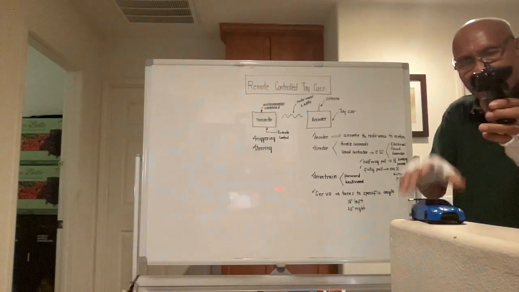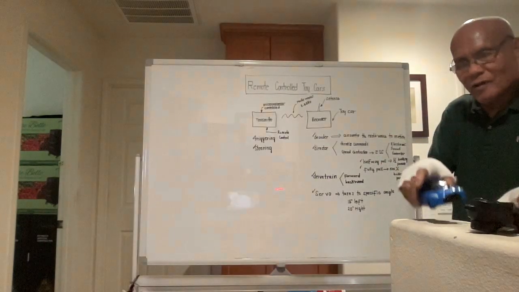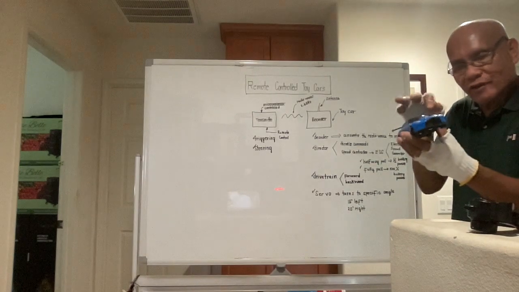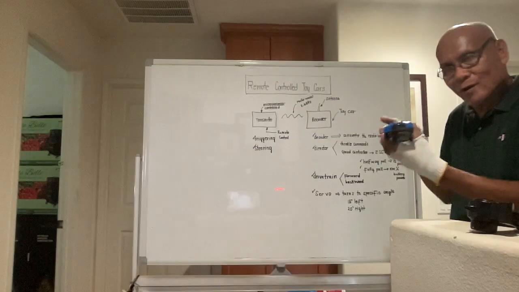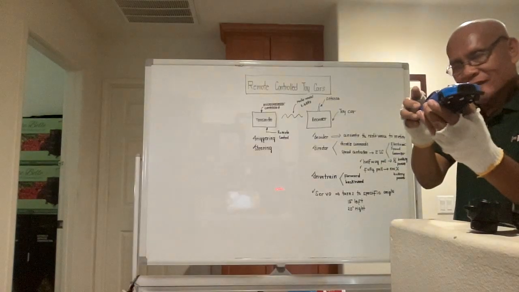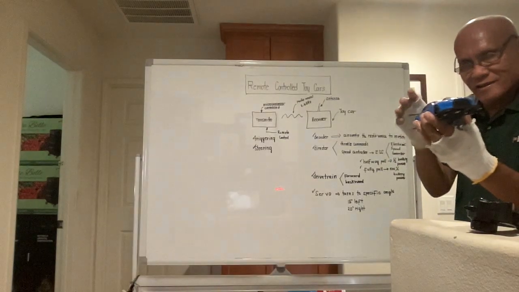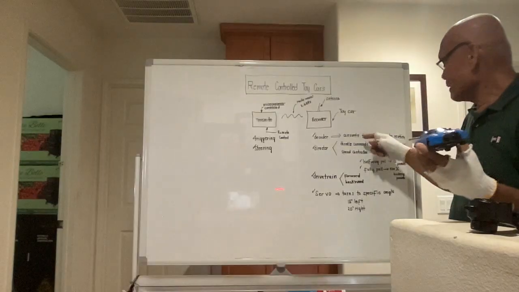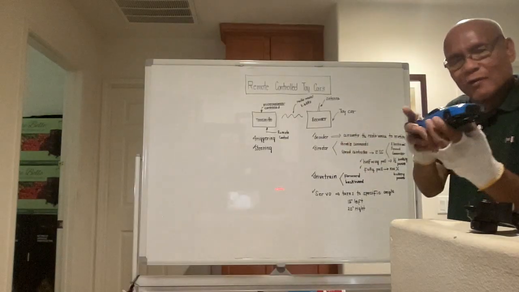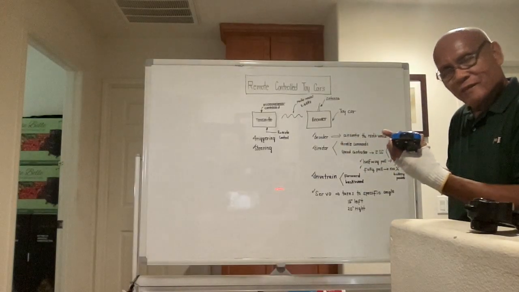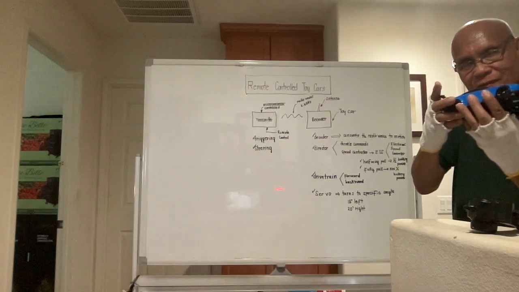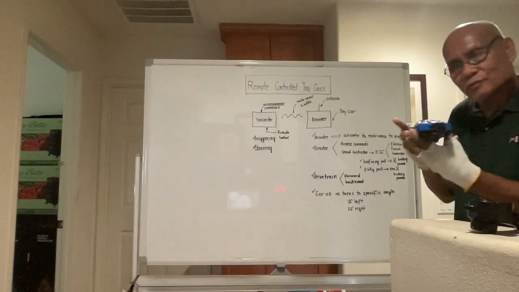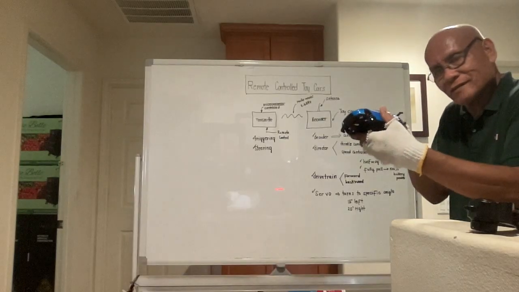So whatever command comes from the transmitter will be analyzed by the decoder inside this one. If it analyzes that it should move forward, this should move forward. If it analyzes that the radio wave says backward, it should go backward. If it analyzes that it should turn to the left, it should turn to the left. If it analyzes that it should turn to the right, it should turn to the right.